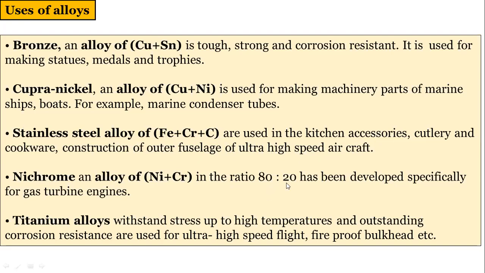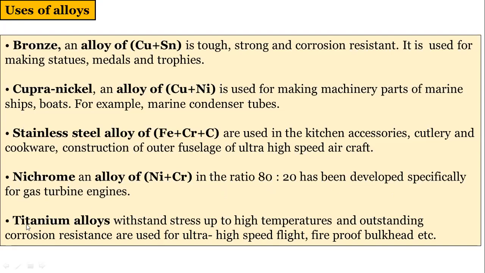The ratio is 80-20, 80% nickel and 20% chromium. It has been developed specifically for gas turbine engines. So for the preparation of gas turbine engines, this alloy is used.